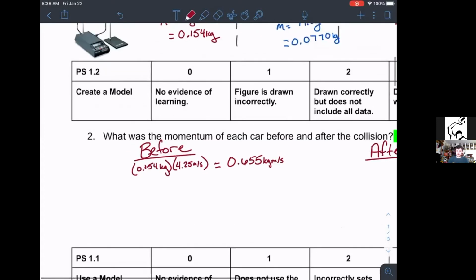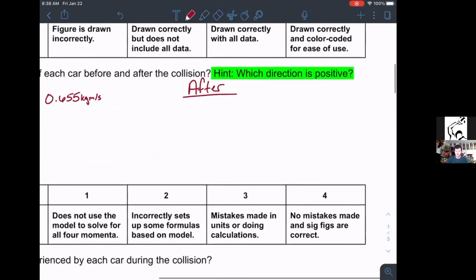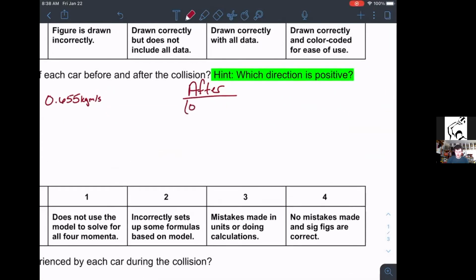This is going to be the red car before and the red car after. We have our mass, which is still the 1.54 kilograms, times our new velocity of 1.32 meters per second, gives us our final momentum of 0.203 kilogram meters per second.